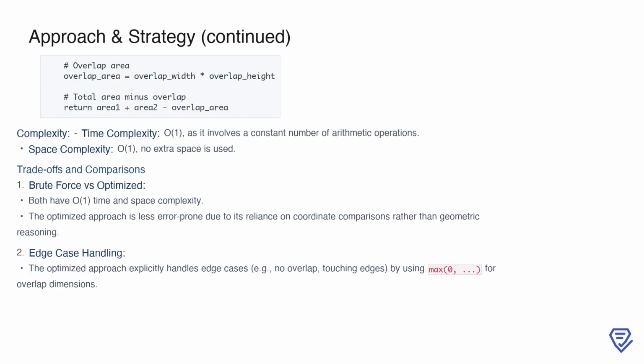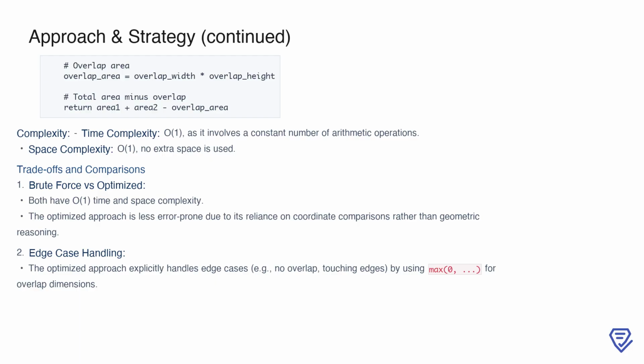Once we have the overlap dimensions, the next step is to compute the overlap area as the product of the overlap width and overlap height. If either dimension is 0 or negative, the overlap area will naturally be 0 due to the use of the max(0, ...) function. After determining the overlap area, we subtract it from the sum of the individual areas of the two rectangles to get the desired result. This approach is computationally efficient, with a time complexity of O(1), since it involves a fixed number of arithmetic operations. The space complexity is also O(1), as no extra memory is required.